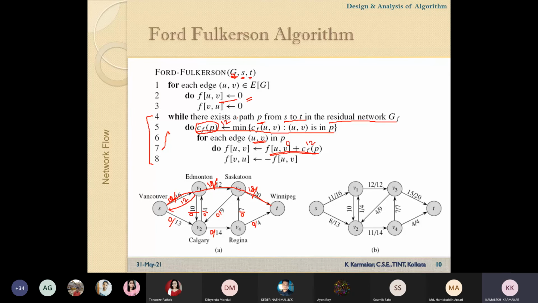Till now I have not discussed this with an example. I'm just thinking whether you are being overloaded or not. In the next class, I will give you one example where this negative edge, this negative flow, is very important.